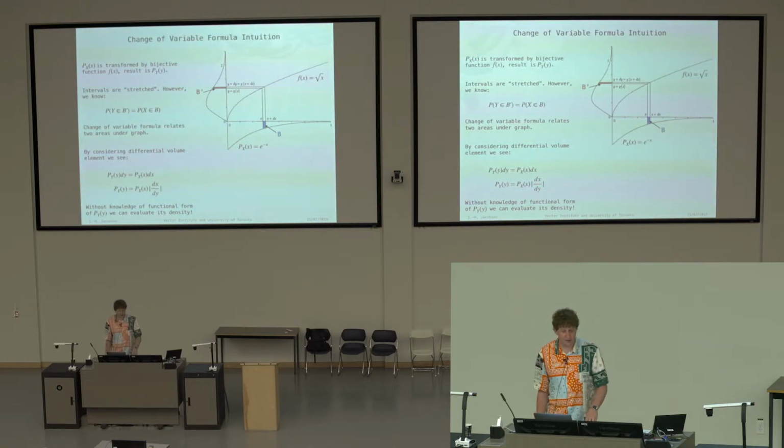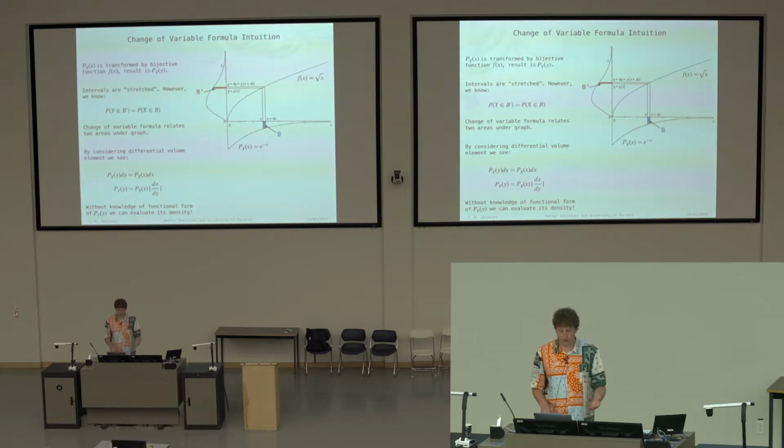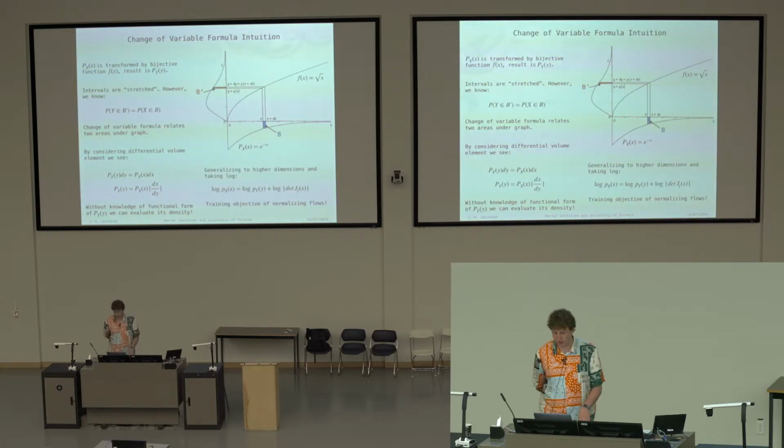And then we can rewrite that as P of y equals P of x times the modulus of dx divided by dy. So this actually gives us a way of evaluating the density of P of y without knowledge of its functional form. That's the main idea of normalizing flows. You basically have implicit access to your P of y distribution, even though you only know P of x in this case. If we generalize this to higher dimensions and take the log, we end up with the objective I mentioned: log P of x equals log P of y plus the log absolute determinant of the Jacobian of f at x. And that's actually the training objective of normalizing flows.